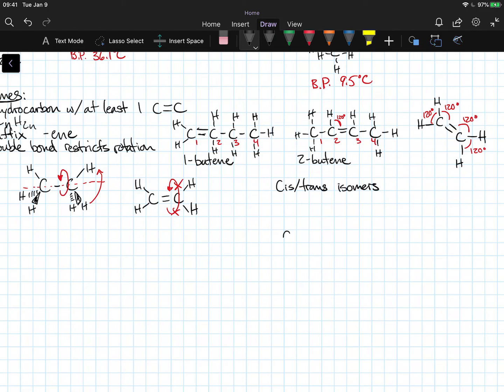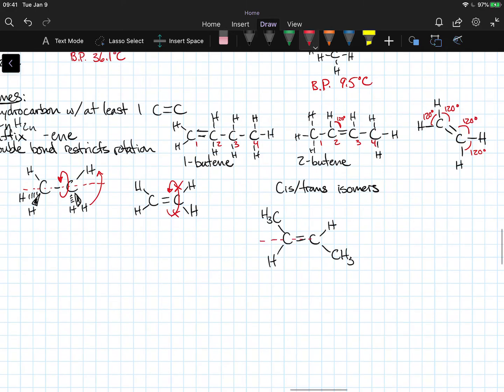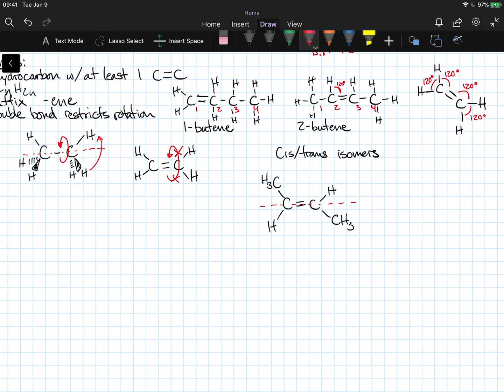With cis-trans isomers, if we look at our butene molecule again, this would be our 2-butene. What we have here is that these methyl groups are on opposite sides of the double bond axis. So what we would really write this as is trans-2-butene. The trans tells us that these are on opposite sides of the double bond axis.